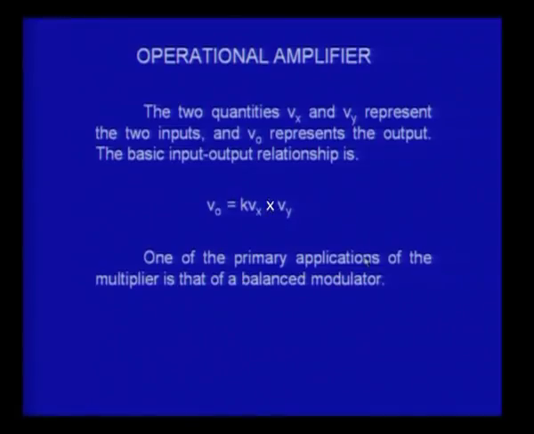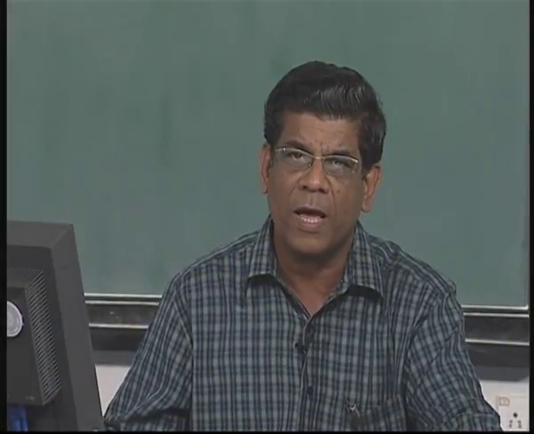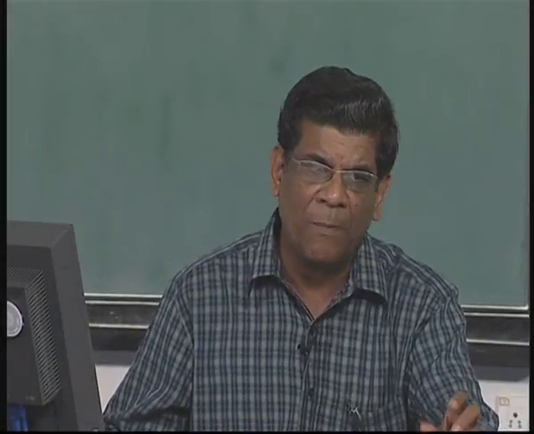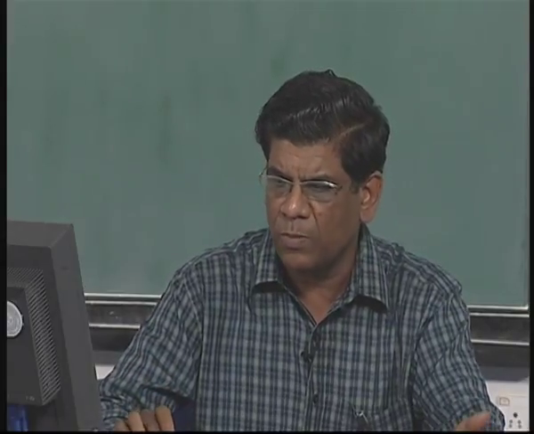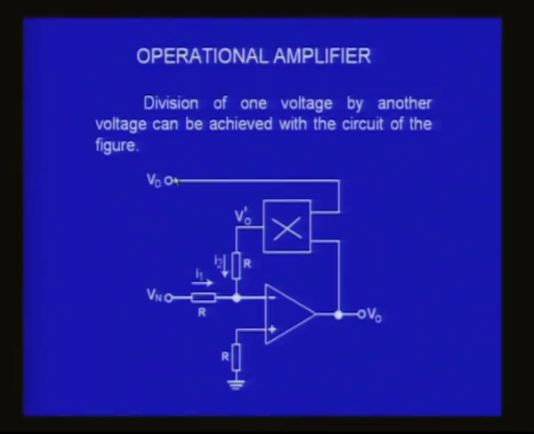One of the important applications of the multiplier is the balanced modulator. When you do modulation, you should have a multiplier so that you can get the sum and difference frequencies corresponding to the two inputs. Okay. How do you achieve multiplication using logarithmic amplifiers? I already explained to you.